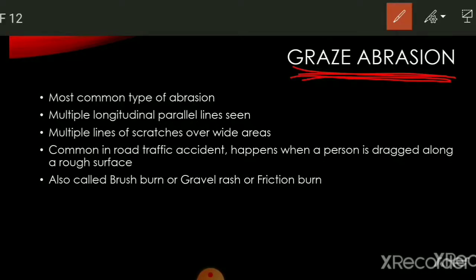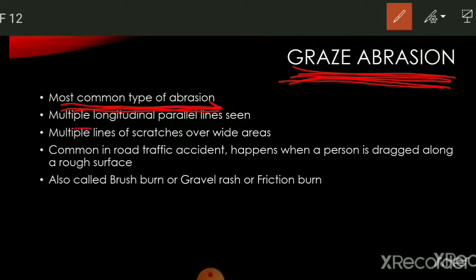So very important to note that it is the most common type of abrasion you will see. The most common type of abrasion you will come across is graze abrasion. This is asked in the exam. What is the most common type of abrasion? It is the graze abrasion. Multiple longitudinal parallel lines will be seen.